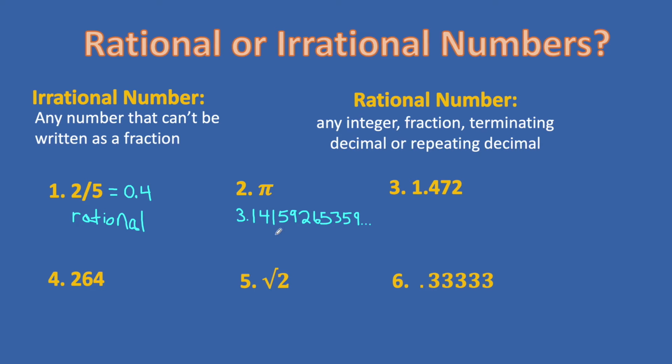So if we look at this pi number, we can see that it's not a terminating decimal or a repeating decimal. So that would mean that pi is an irrational number. So here we write irrational.